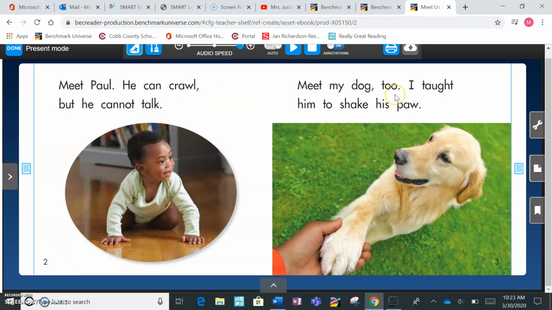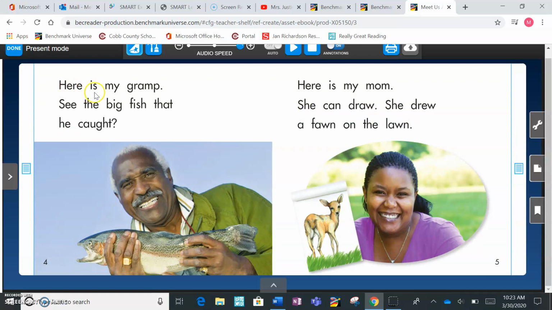Meet my dog, too. I taught him how to shake his paw. Here is my Gramp. See the big fish that he caught. Here is my Mom. She can draw. She drew a fawn on the lawn.